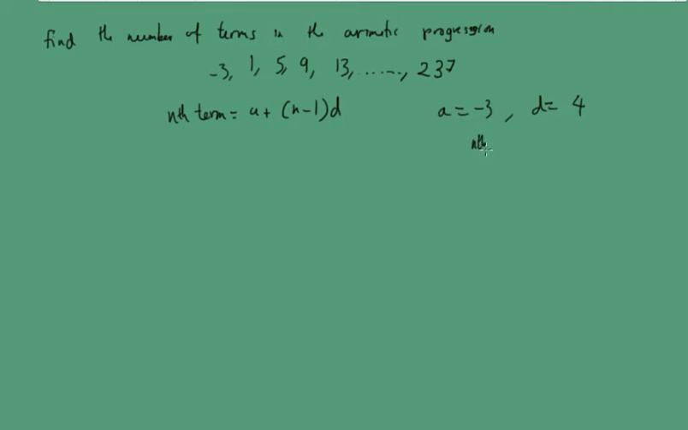Now we have, in this arithmetic progression, A equals minus 3, and our common difference D is 4, and the nth term, which is our last term, is 237. So 237 is the term that we're interested in. A is minus 3. We don't know what n is, and D is 4. So now we're going to solve this equation. So we'll get n minus 1 equal to 60, so n must be 61.